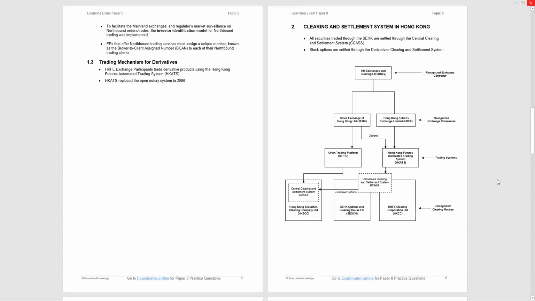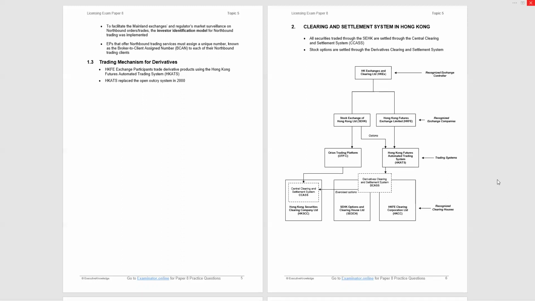Right at the top of page 5, we're told that we have an investor identification model for northbound trading. Exchange participants that offer northbound trading services must assign a unique number, known as the broker-to-client assigned number, BCAN, to each of their northbound trading clients. Trading mechanism for derivatives, as we'll see, it's HKATS. The open outcry system ceased in the year 2000.